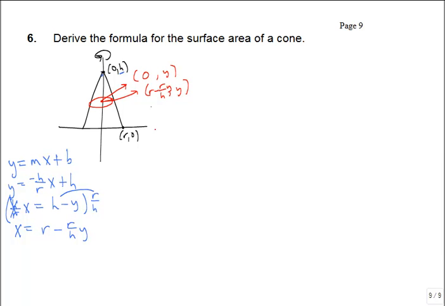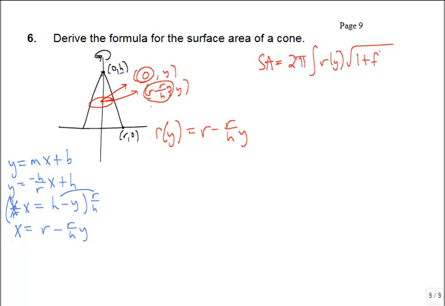So my radius function in terms of y is going to be this right x value minus this left x value, which is just this formula that we came up with over here for what x was. So my surface area is going to be 2 pi times this radius function, we're using y's, times the square root of 1 plus f prime of y quantity squared dy. So this is going to become 2 pi times all of this times the square root of 1 plus, now we need to figure out what f prime of y is.